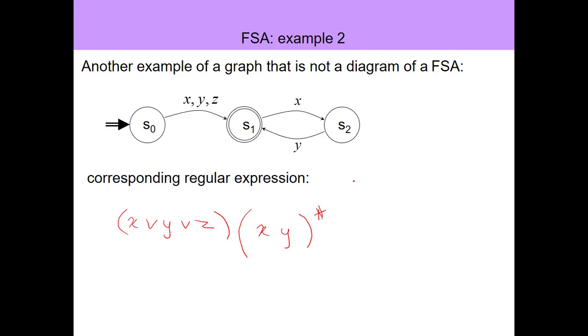So the shortest word, for instance, in this FSA would be an X or a Y or a Z. But we could also have X, XY or Z, XY, XY. Does lambda belong to this language, by the way? No, that's not so, because we have to start with minimal one real symbol from the alphabet.